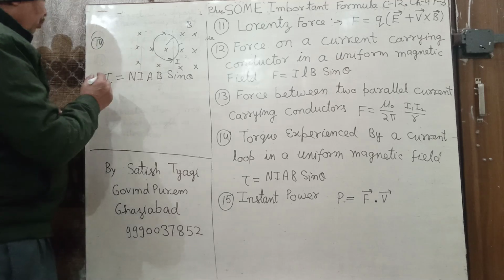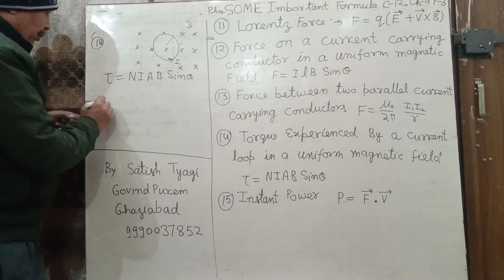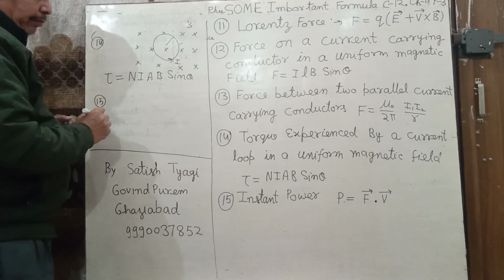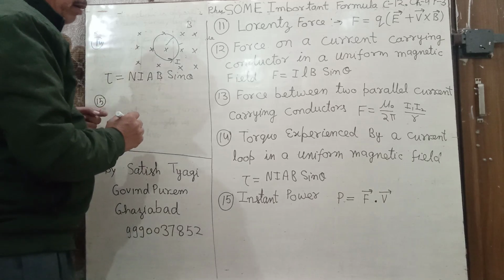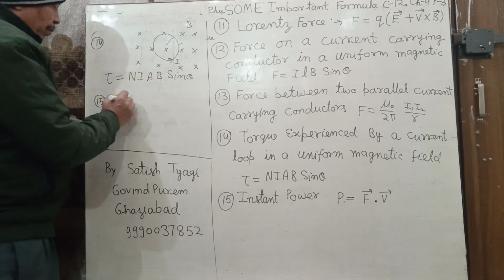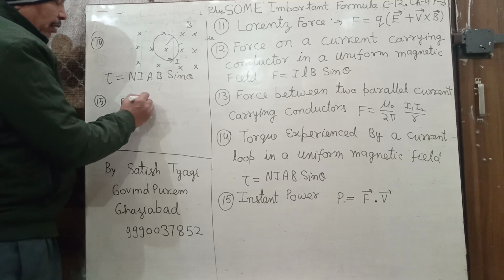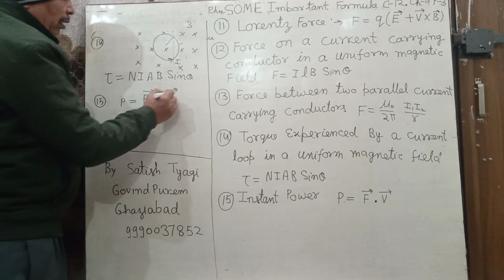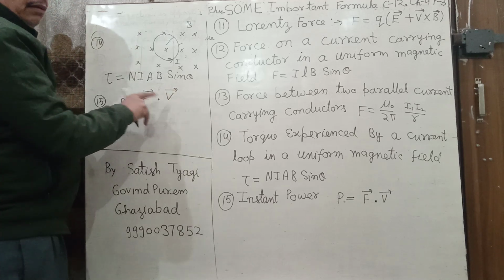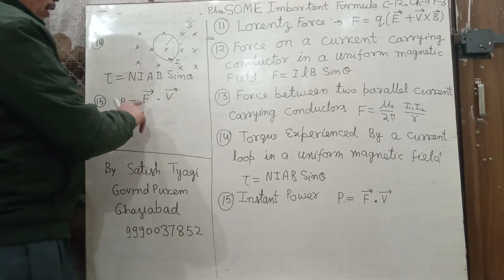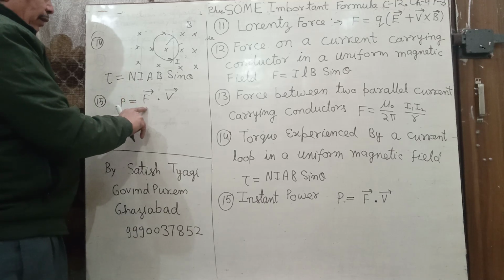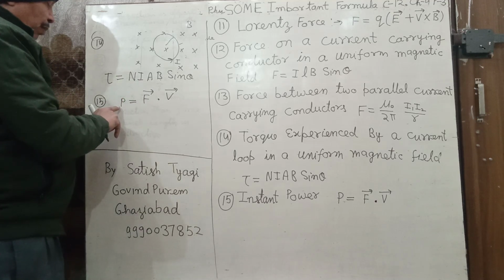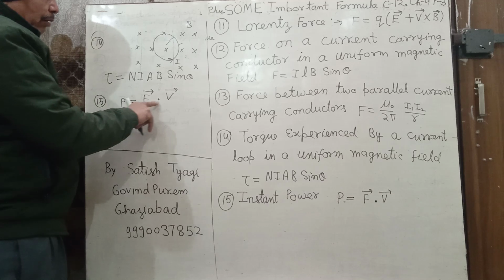Now I am telling you formula number 15. Instantaneous power P equal to vector F dot vector V. If force and velocity are given, then the instantaneous power P equals vector F dot vector V.